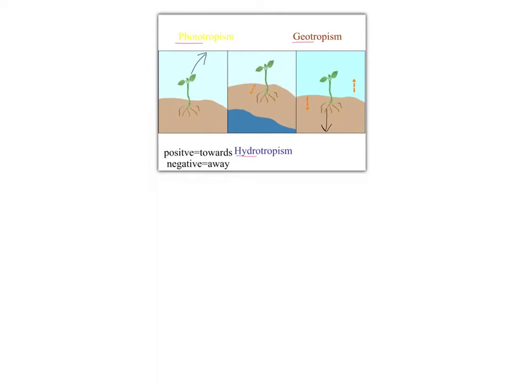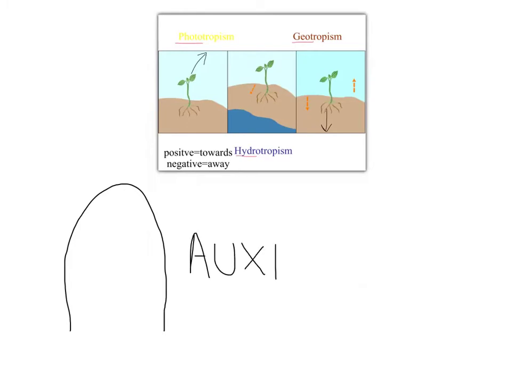Now, in the tips of the shoots and roots in a plant, so we'll just draw a shoot here, a plant hormone is produced, and this hormone is called auxin. Auxin is a plant hormone that causes this growth and these responses to the light and to the ground. So this is the shoot, and when auxin is produced in the shoot, having had that stimulus from the light, it accumulates on one side.